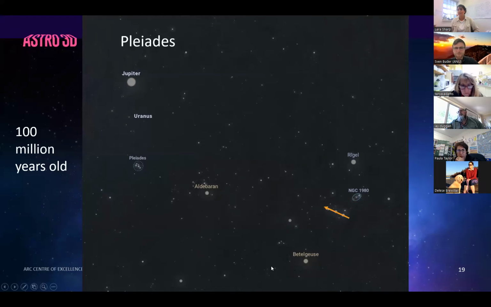So if you run a line through the belt, and then we head off to the next brightest star, which is almost in the same line, Aldebaran, and then a little kink off to the side, and there's the Pleiades. So that one is a relatively easy one.